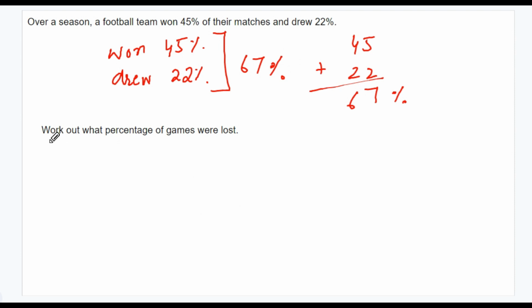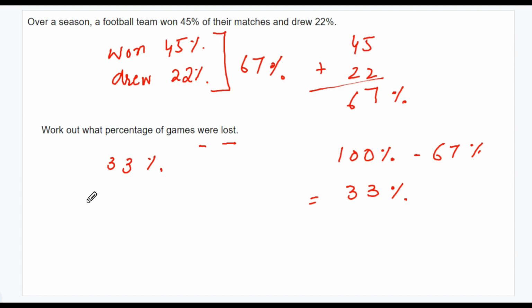So what they have asked you is to work out what percentage of games were lost. 67% were won and drawn, so the rest will be lost. The total is always 100%, right? So 100% minus 67% will be the lost one. That is 33%. 100 minus 67 is 33, so your answer will be 33%.